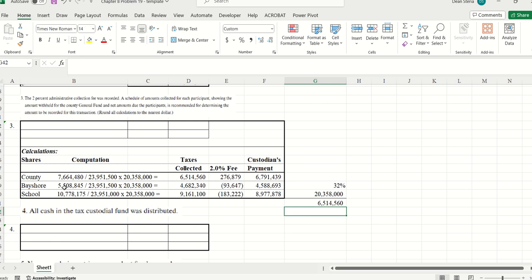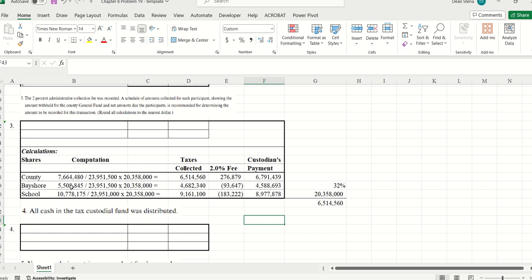Okay, I said Bayshore, but I guess I did the county. So that's how much we collected, and then we add our fee, and this is how much of that 20,000 we're going to get. And then we do the same thing down here.